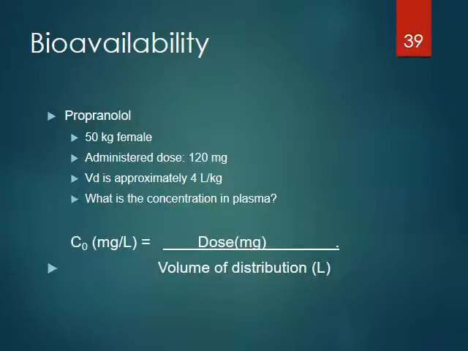Okay, so we'll do another example with propranolol, to try to get all the steps in the process figured out. So again, looking at propranolol given to a 50 kilogram female, let's say the administered dose is going to be 120 milligrams in this case. And again, based on our references, we know that the volume of distribution is approximately 4 liters per kilogram. So based on that information, what is the concentration in the plasma going to be once we have that dose absorbed? So again, we're trying to solve for C0, right? Because we want to figure out what our approximate concentration is going to be. So in here, we want to look at the dose over our volume of distribution.